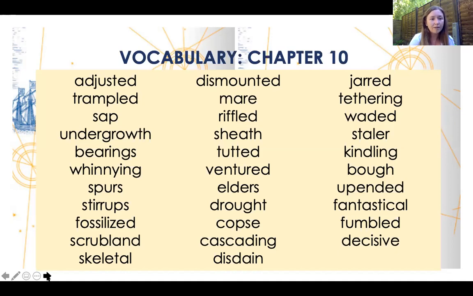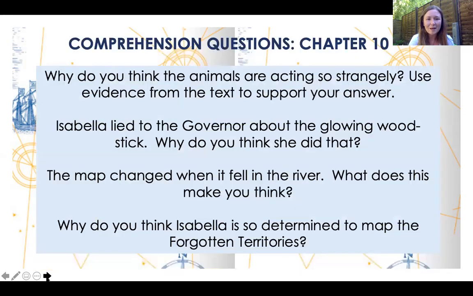So: adjusted, trampled, sap, undergrowth, bearings, whinnying, spurs, stirrups, fossilized, scrubland, skeletal, dismounted, mare, rifled, sheath, tutted, ventured, elders, drought, copse, cascading, disdain, jarred, tethering, waded, stale, kindling, bow, upended, fantastical, fumbled, and decisive. Some excellent words in there.